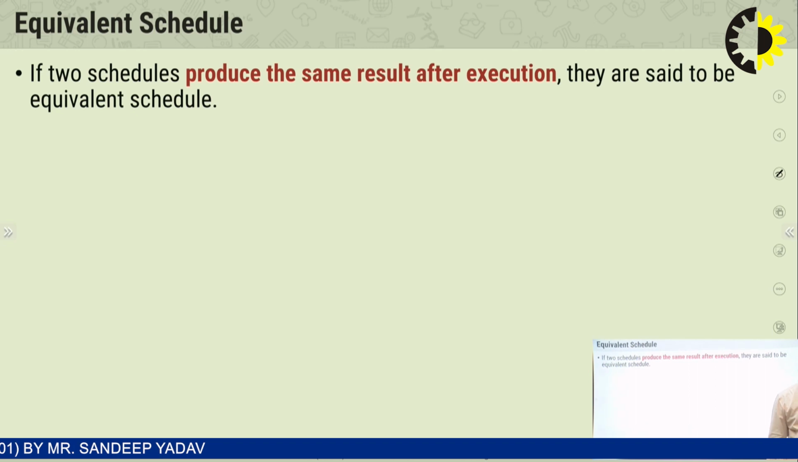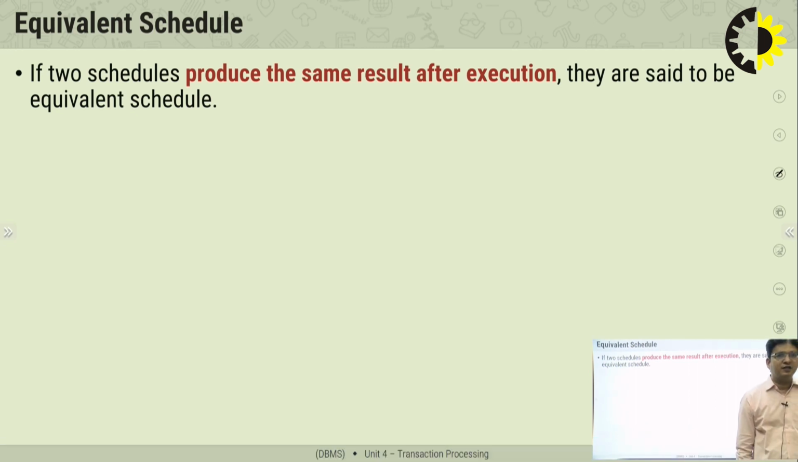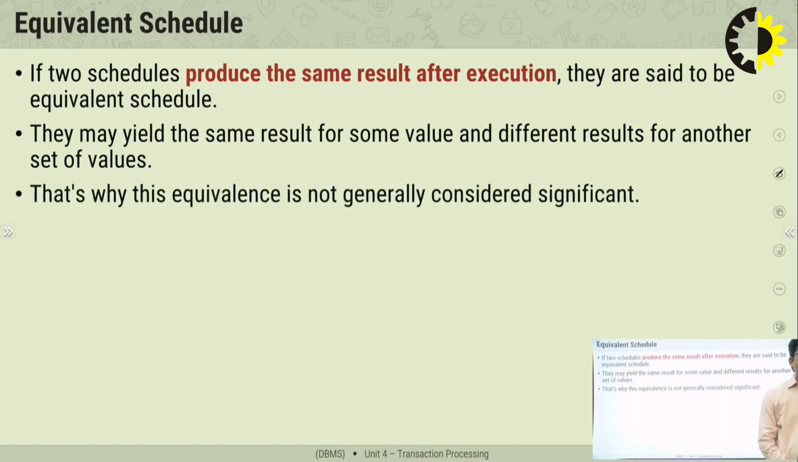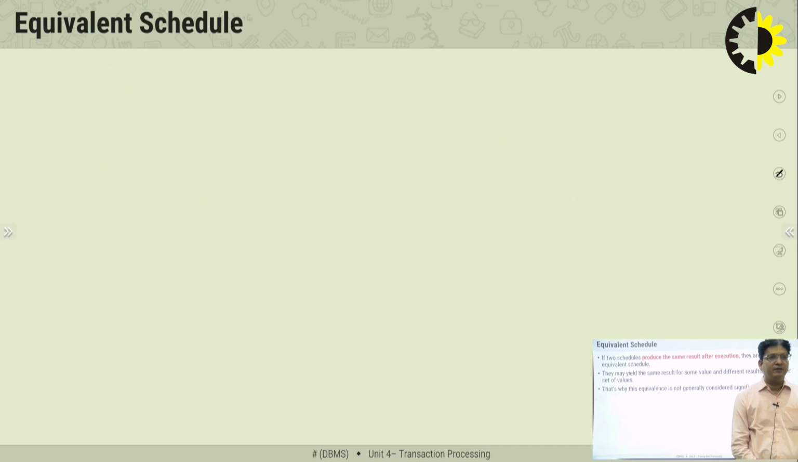Now, equivalent schedules. What are equivalent schedules? If two schedules produce the same result after execution, they are said to be equivalent schedules. They may yield the same result for some values and a different result for another set of values. That is why equivalence is not generally considered a very significant parameter.